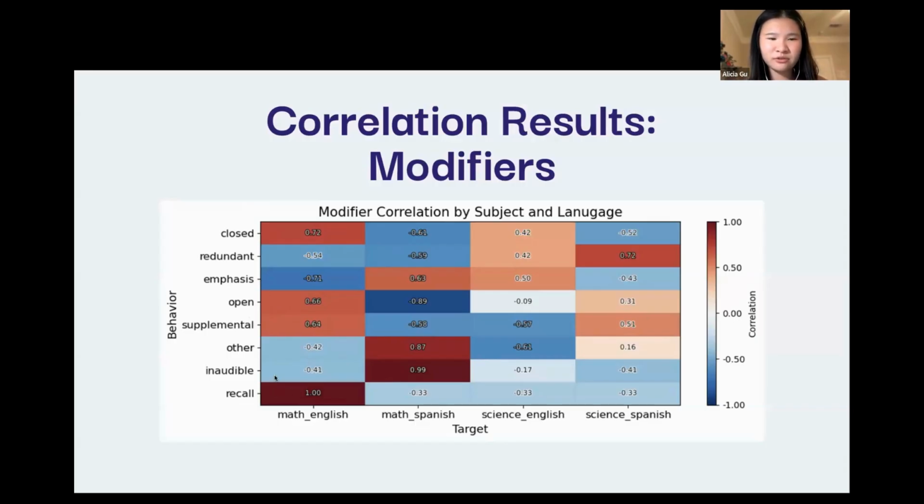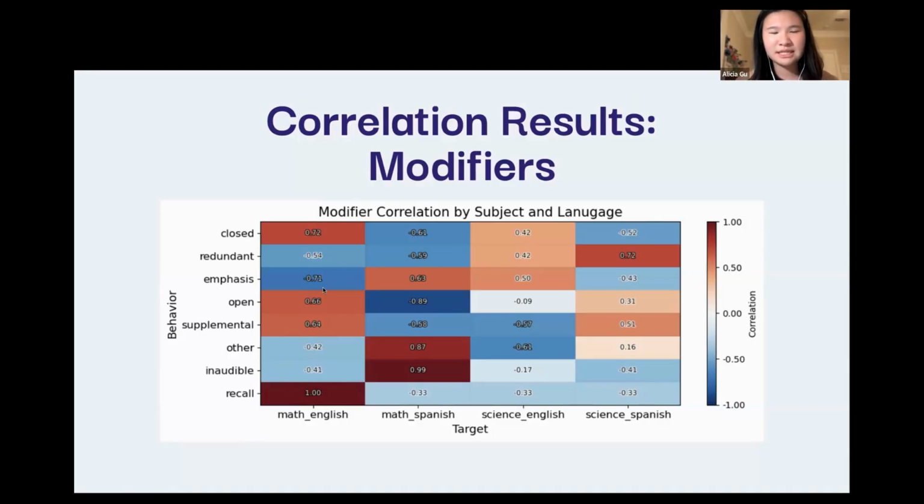So there's also a very nice positive correlation with supplemental that reflects the use of gestures that add context beyond the verbal instruction, which probably helps make these abstract mathematical concepts more tangible. And then there is an extreme high positive with recall. So maybe there's a lot more that the teacher is prompting the students to remember for this math subject.